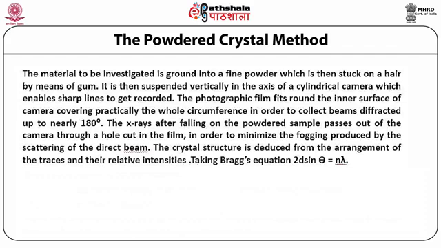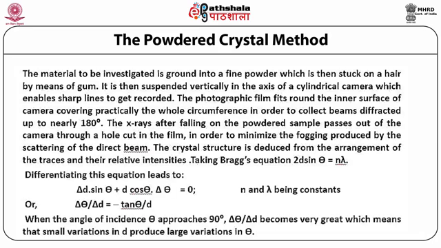Taking the Bragg equation, 2d sin theta = n lambda, and differentiating this equation leads to delta d sin theta + d cos theta delta theta = 0, n and lambda being constants, or delta theta / delta d = -tan theta / d. When the angle of incidence theta approaches 90 degrees, delta theta / delta d becomes very great, which means that small variations in d produce large variations in theta.